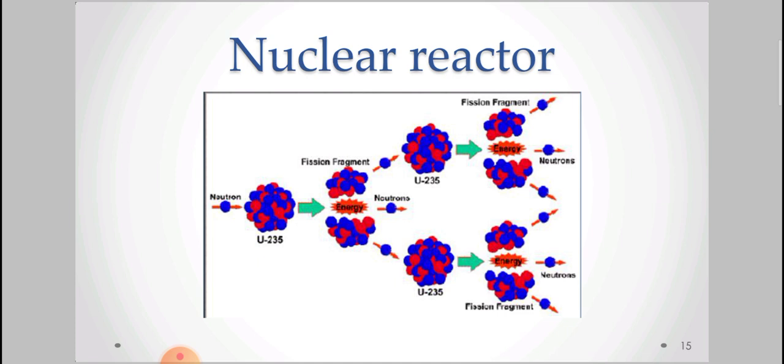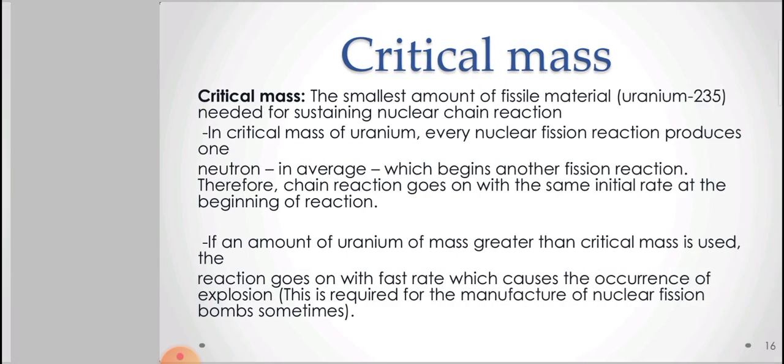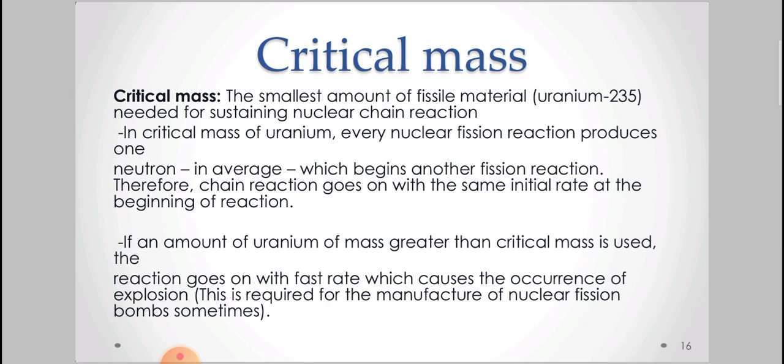Uranium is the target, and the projectile is a neutron, giving two fragments, plus 1 or 2 neutrons that give other fragments. This is called a chain reaction.